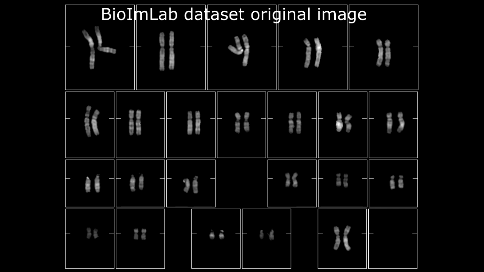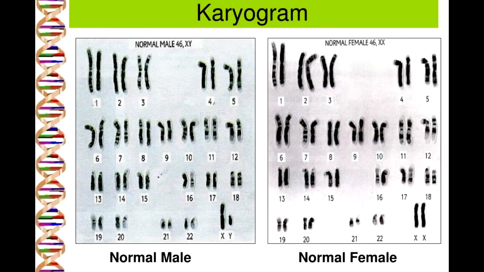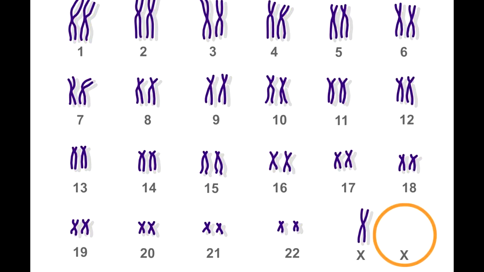Karyotyping, in simple words, is the arrangement of chromosomes of an individual in a specific order. It is an important tool in the branch of cytogenetics as it can detect genetic disorders in unborn babies beforehand and even diagnose diseases like Down syndrome in adults.